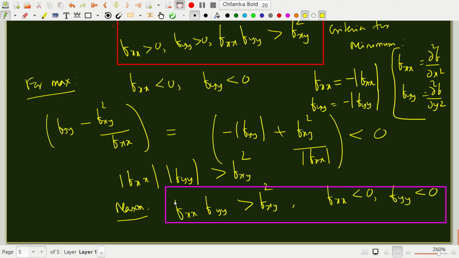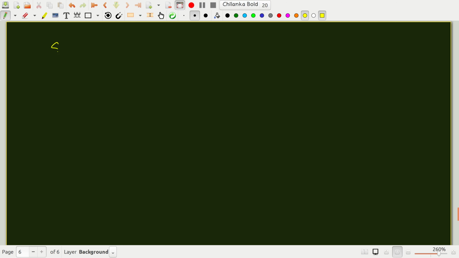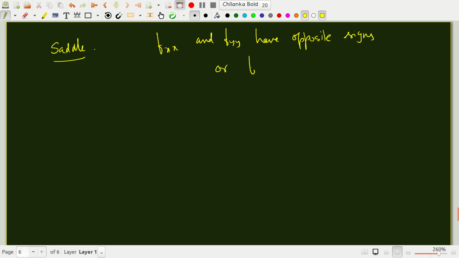Now there is one special case for a function of two variables, called a saddle point. Here fxx and fyy have opposite signs. If one is positive, the other is negative. This is called a saddle point, or fxy squared is greater than fxx fyy. A saddle looks something like this. If you go in one direction, the function is a minimum. If you go in the other direction, you have to view it in a three-dimensional manner.